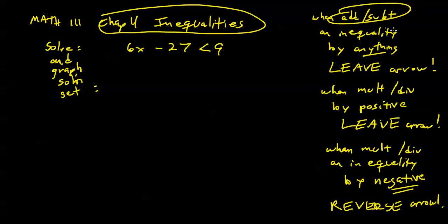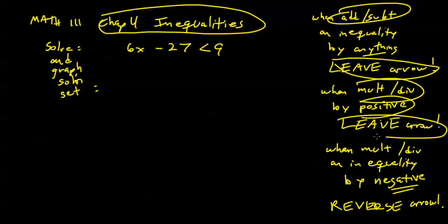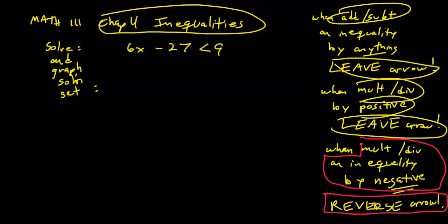When you add or subtract, doesn't matter what by, you leave the arrow alone. When you multiply or divide by a positive, you leave the arrow alone. It's when you multiply or divide by a negative that we reverse the arrow. Alright, so remember those guidelines and we'll trudge through and solve some of these. I see 6x minus 27 is less than 9.